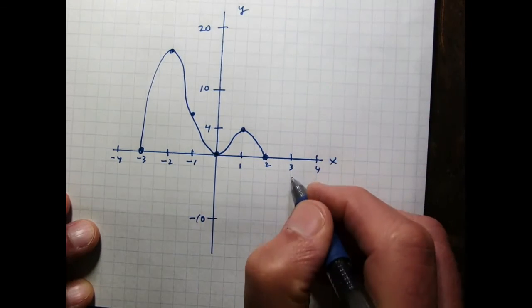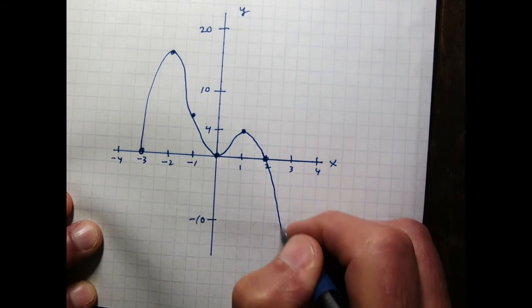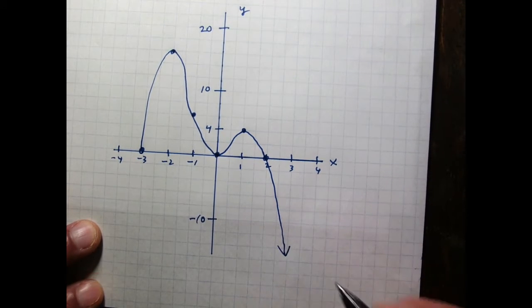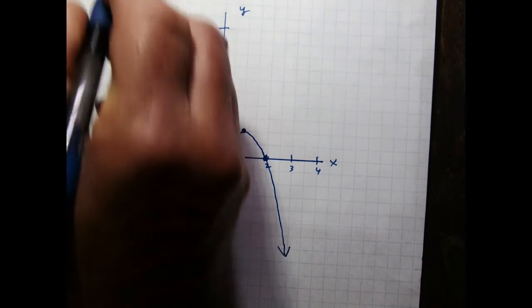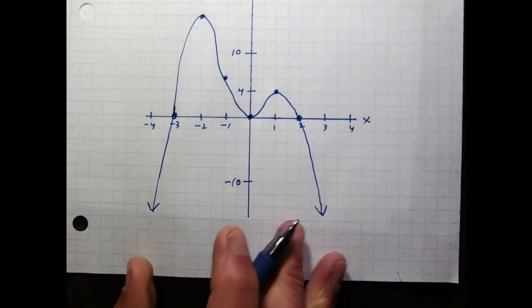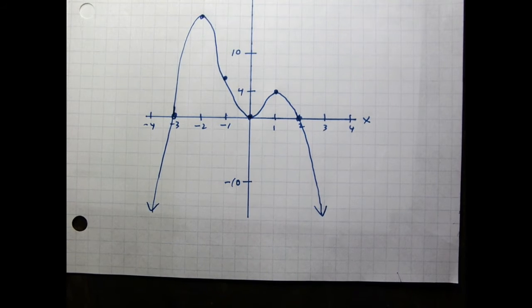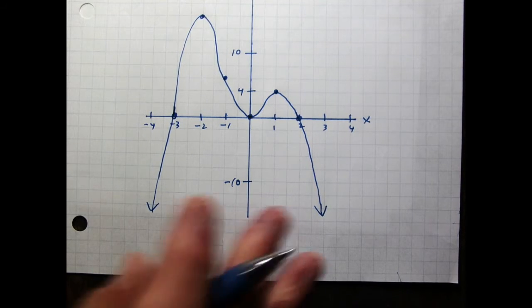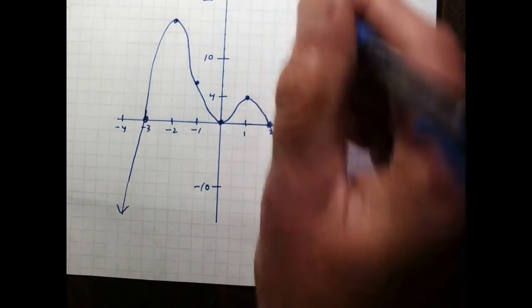And now at 3, I have this very negative value. I'm not gonna plot that point. I'm just gonna have the graph plunging down. And at negative 4, I have a very negative value. So again, I'm just gonna draw the graph plunging down.